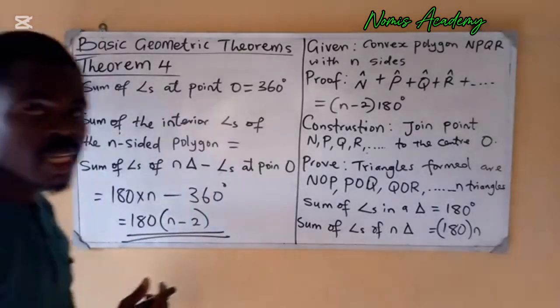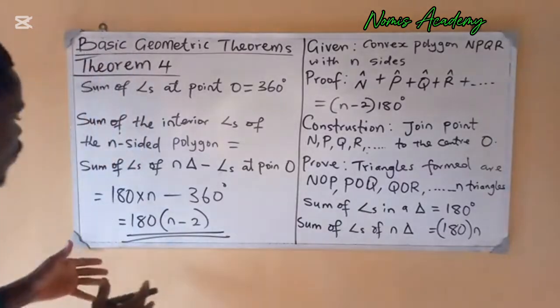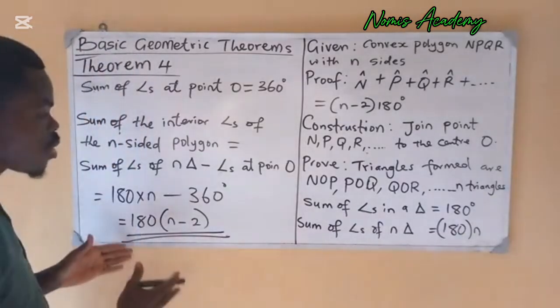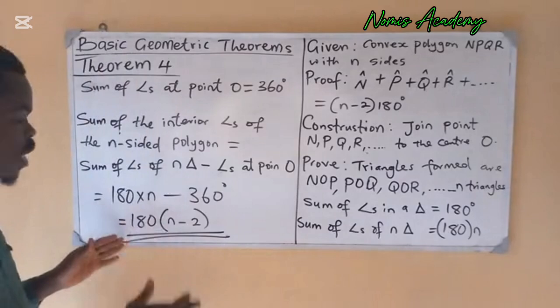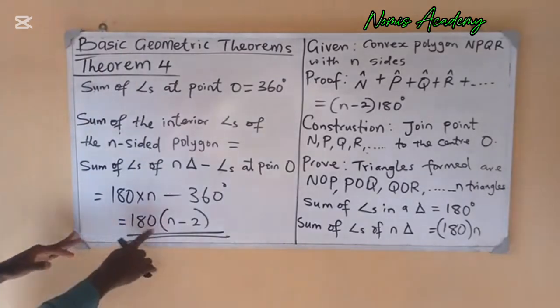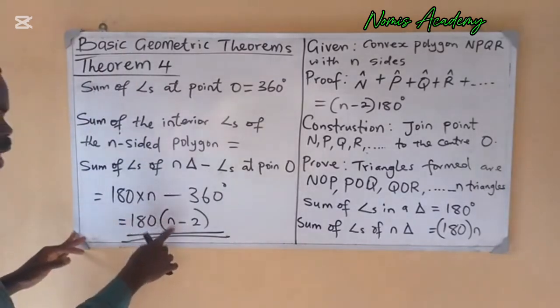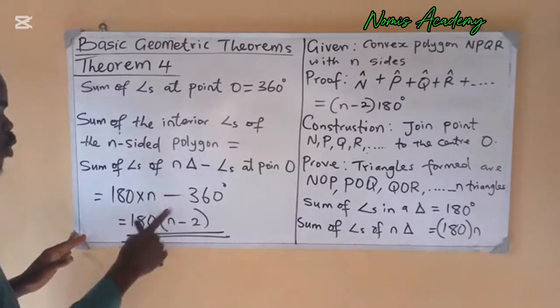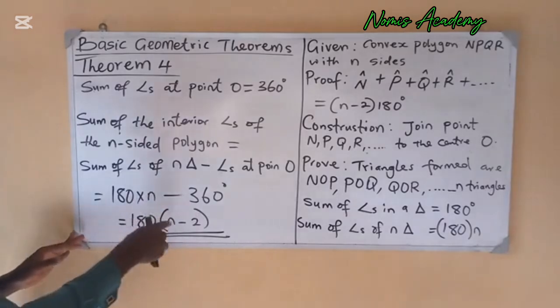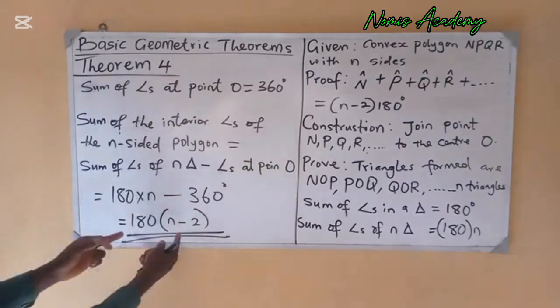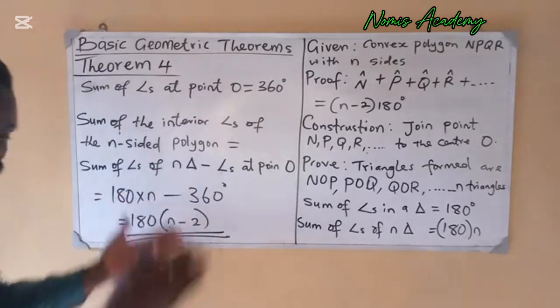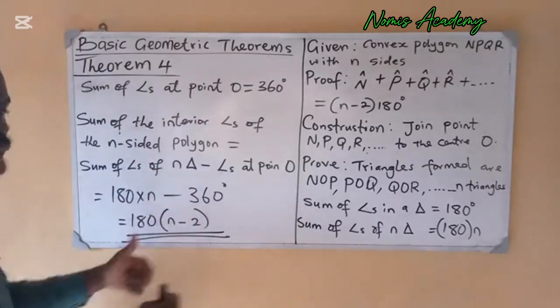I repeat, it says that the sum of the interior angles of an n-sided convex polygon is 180 multiplied by n minus 2. So when you know the number of sides of the polygon, you slot it into the formula and you will find the sum of the interior angles.